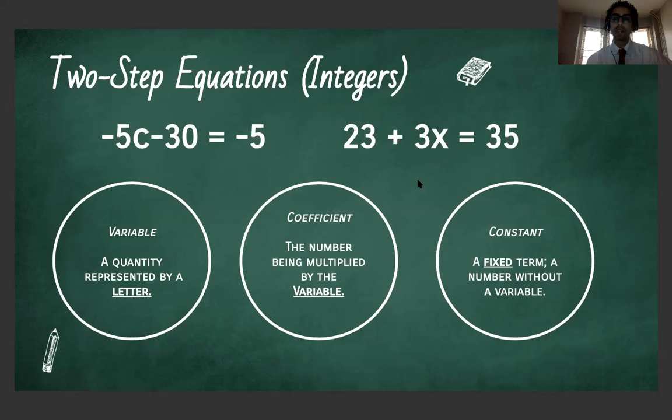And the last thing we have are our constants. Constants are fixed terms or numbers that don't have variables. So if we looked at this equation, I see 2 constants. What are those 2 constants? Yep, the -30 and the -5. They're just numbers that are by themselves. And likewise in this equation, I see 2 constants. What are my constants? The 23 and the 35. They're just the numbers that are by themselves.